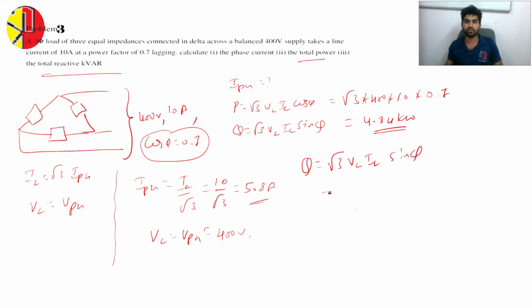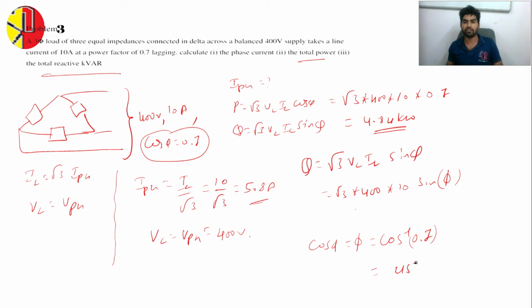Next, we need to calculate the reactive power, that is Q is equal to root 3 VL IL sin phi. So root 3 into VL is 400, IL is 10 amps, and sin phi we don't know, right? So how to calculate phi? Cos phi is given, and phi is equal to cos inverse of 0.7. So you'll get 45 degrees. So you'll substitute over here root 3 into 400 into 10 into sine of 45 degrees. You will get the answer as Q is equal to 4.9 kVAR. This is the answer.